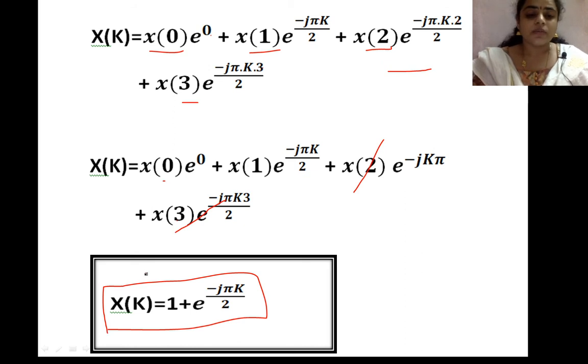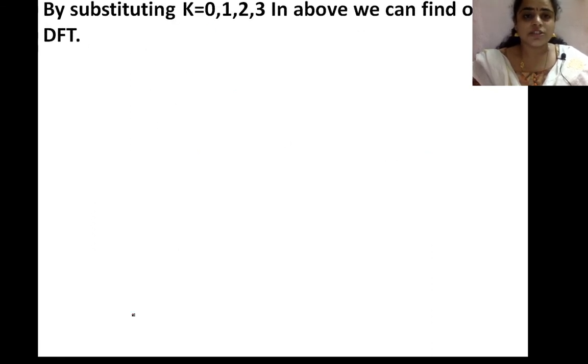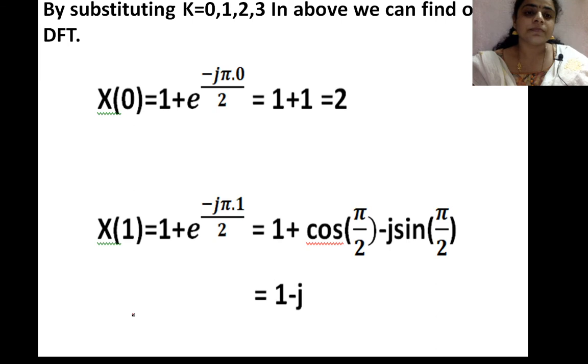So we have to write this in a very simplified version of k. Now it is very easy. X of k: if you substitute k equal to 0, capital X of 0 will come. If you substitute k equal to 1, then capital X of 1 will come. If you substitute k equal to 2 and k equal to 3, X of 2 and X of 3 will come. Okay, let us substitute. By substituting k equal to 0, 1, 2, 3, we can find the DFT.